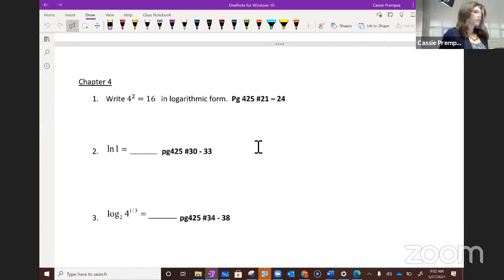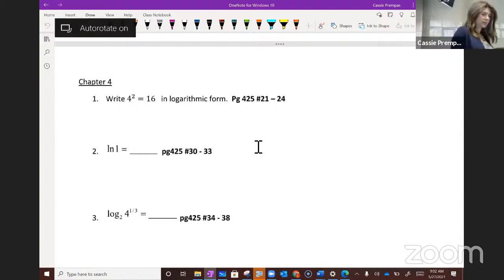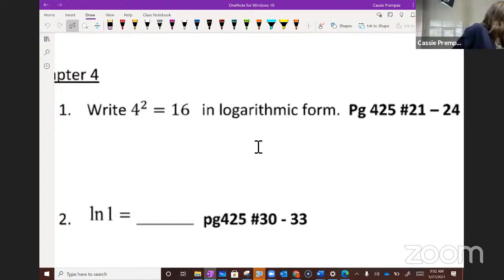All right, guys, are we ready to get started? Okay, number 1, write 4 squared equals 16 in logarithmic form. And just so you know, I'm going to give some Road to Excellence for answers today. I do have donuts to give away for Road to Excellence today, so I'll pick those as soon as we're finished. So raise your hand if you can remember.